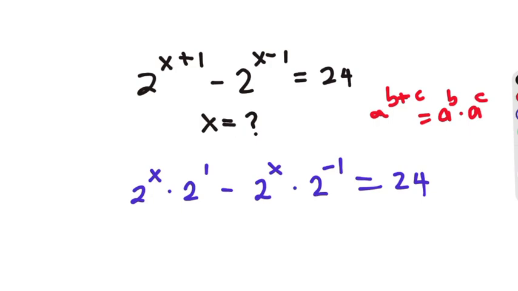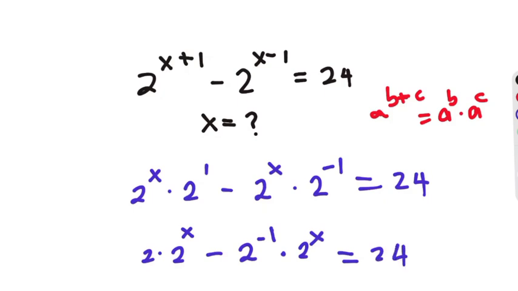So now from here, moving on. We have 2 multiplied by 2 to the power of x, then minus 2 to the power of minus 1 multiplied by 2 to the power of x, which is equal to 24.